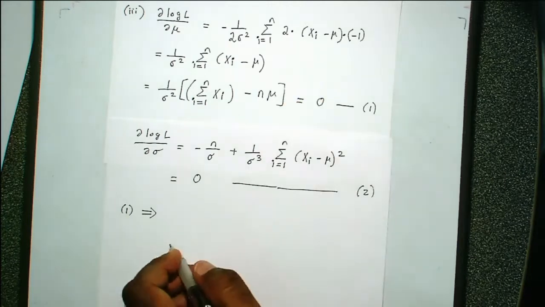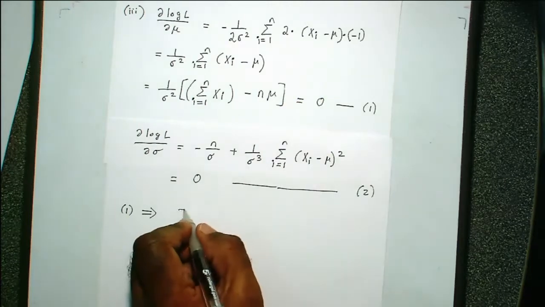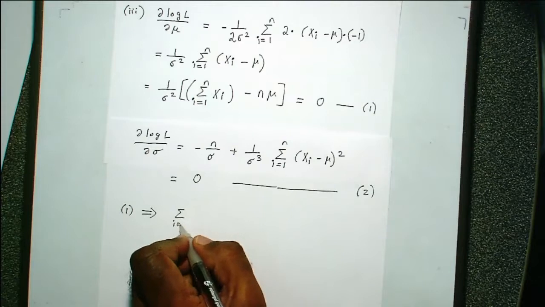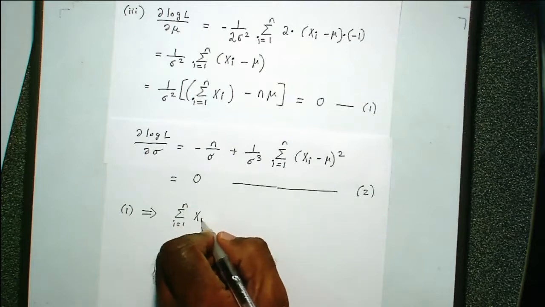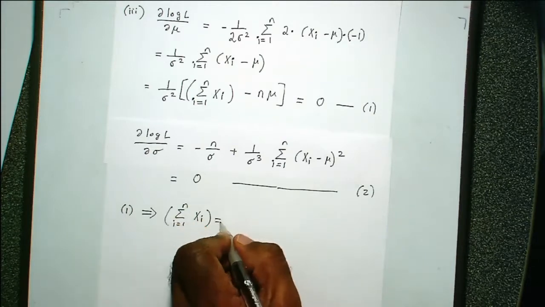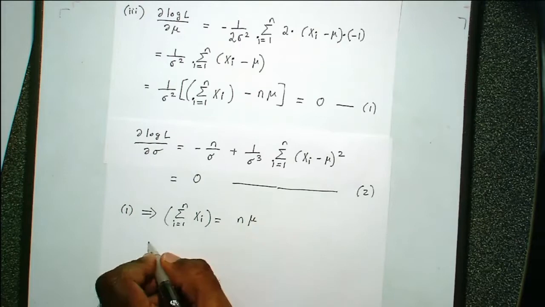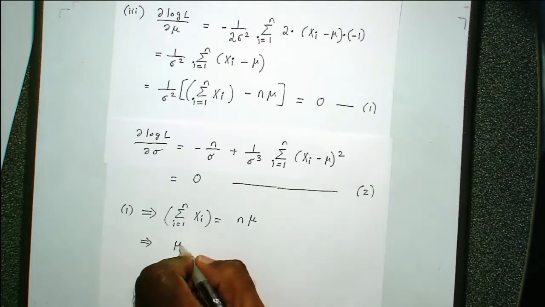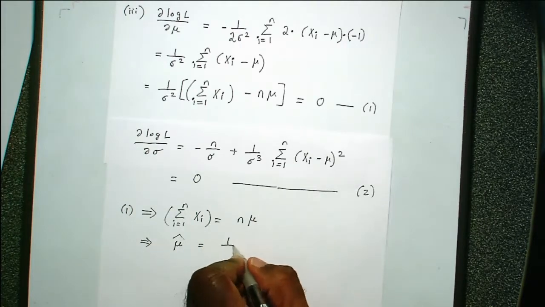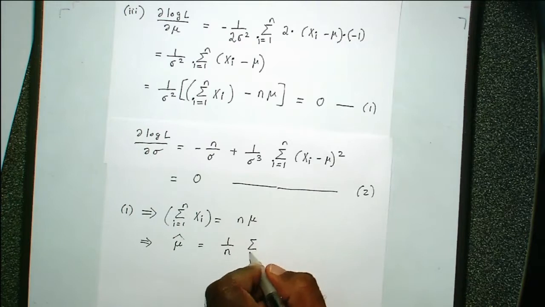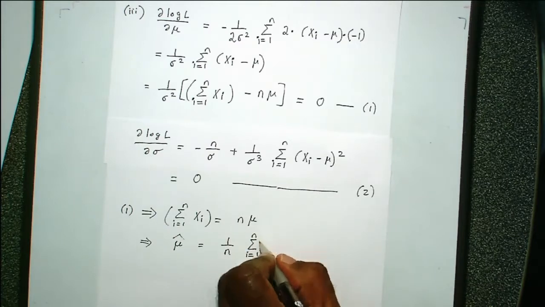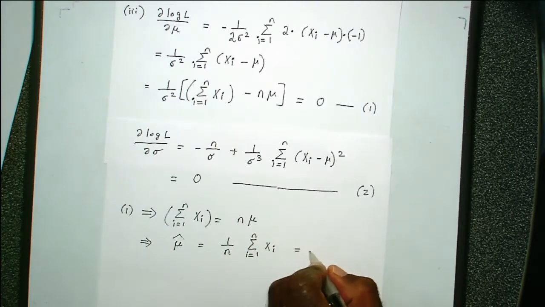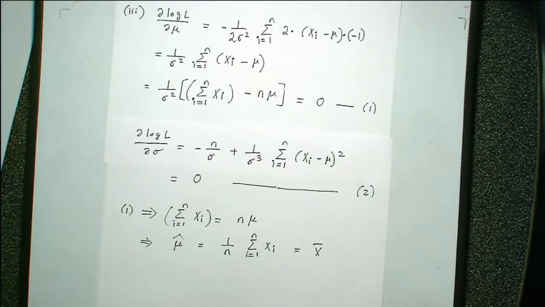From equation 1, you can see that the sum of xi is equal to n times mu. So this implies that mu hat is equal to 1 over n times the sum of xi, which is x bar. So the solution for equation 1 is the sample mean, x bar, right?